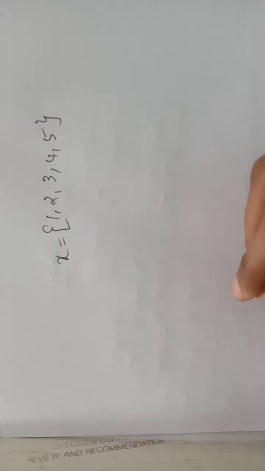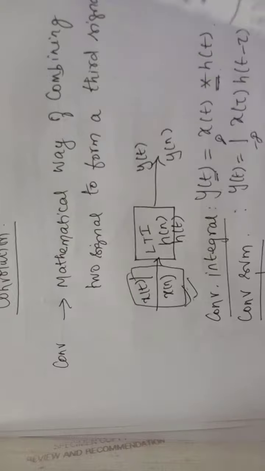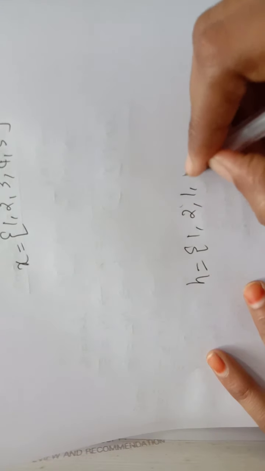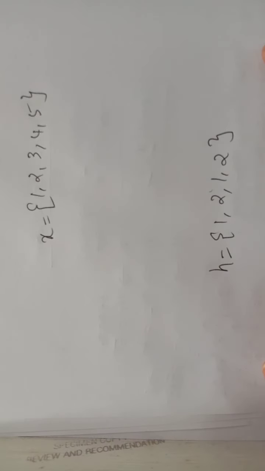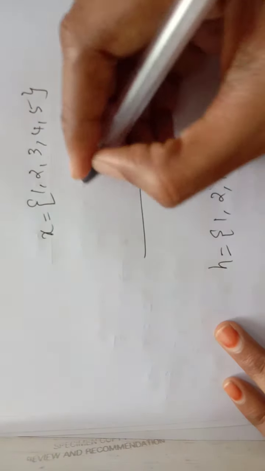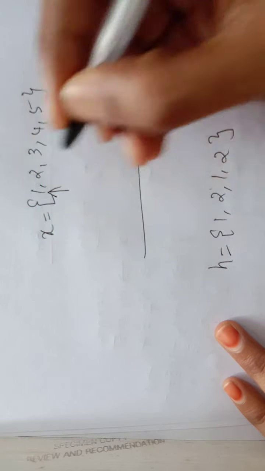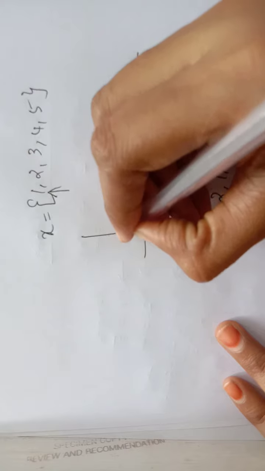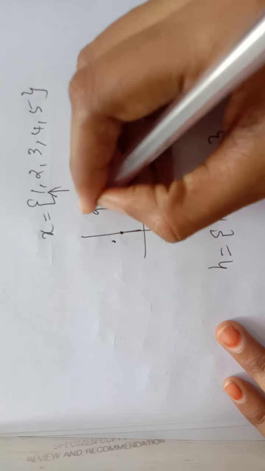So what is h? H is 1, 2, 1, 2. So these are the two signals. Okay, so this will be like this, right? This is starting from the origin. So this is the origin value. Okay, so first value is 1, second value is 2.